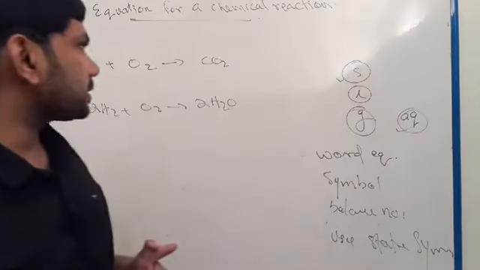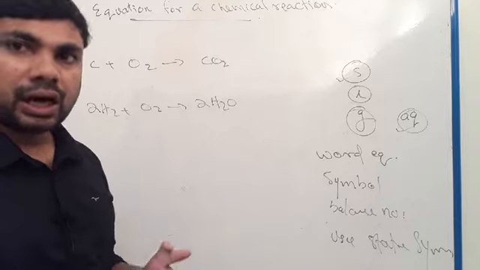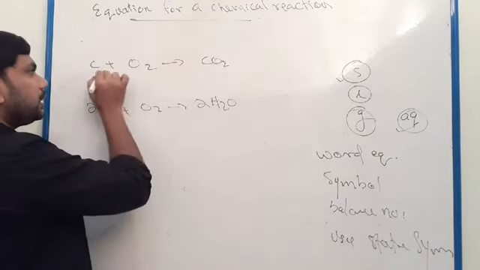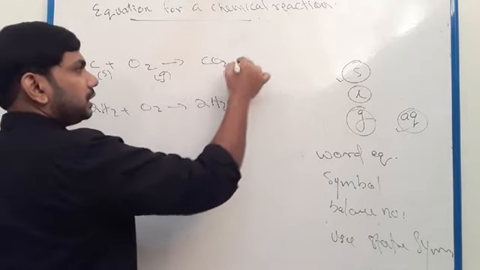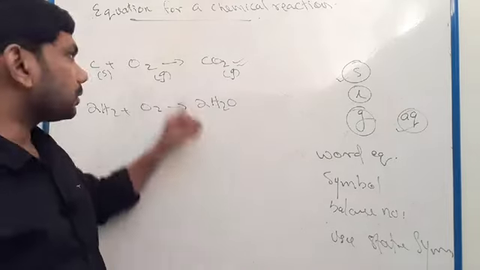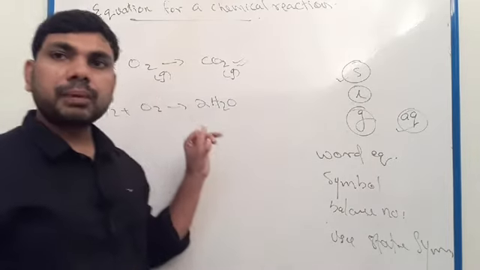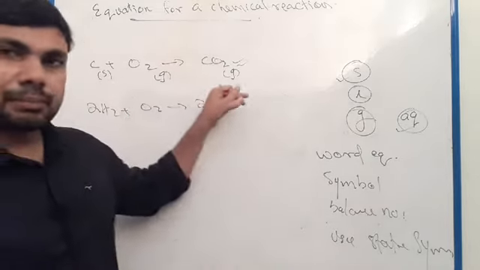So we balanced the first one. Carbon reacted with oxygen formed carbon dioxide. Carbon, we know, is solid state, oxygen gaseous state, carbon dioxide gaseous state. So this is the final chemical equation for this chemical reaction: carbon plus oxygen giving carbon dioxide. So we had to use state symbols.